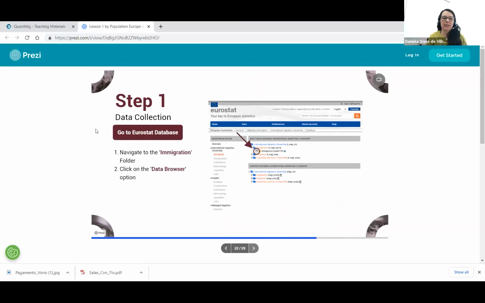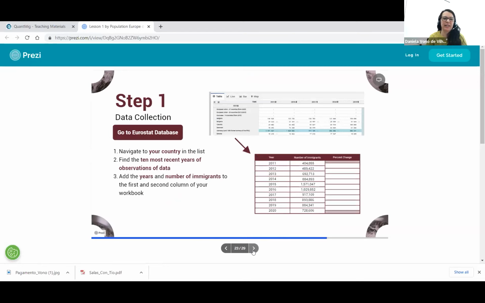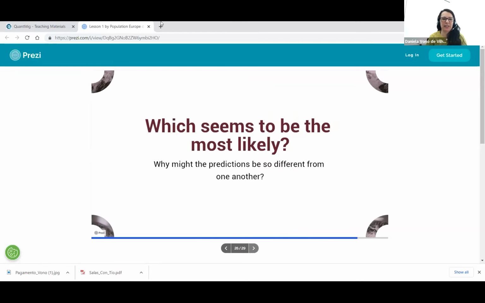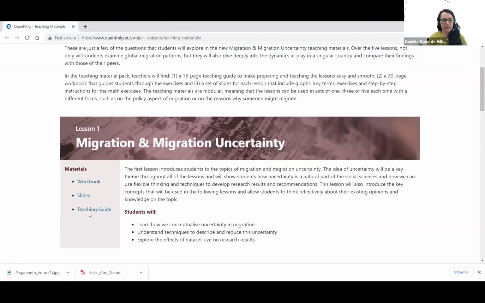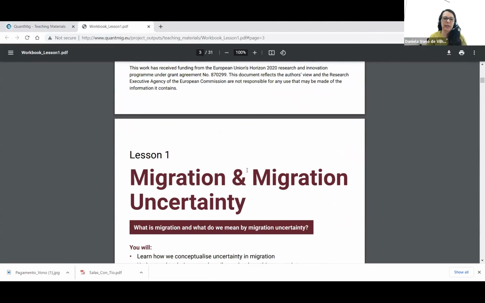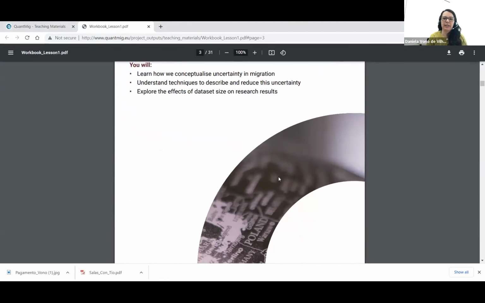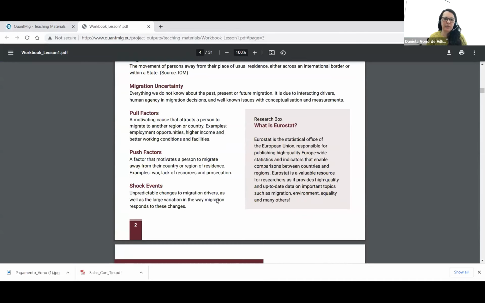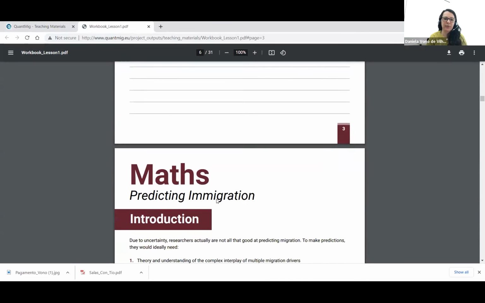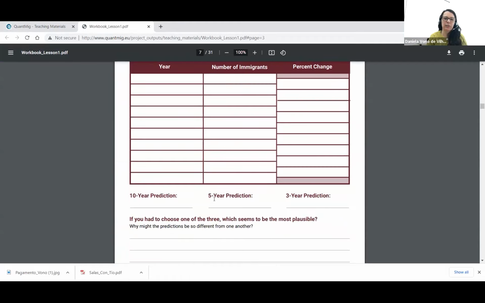And then we go on the data part of it, and then we go on Eurostat database, and then we play with data a bit. So this is the structure for all the lessons. We have a workbook. As I said, the workbook is for students, and you have everything here for all the sessions. So this is for the first part.